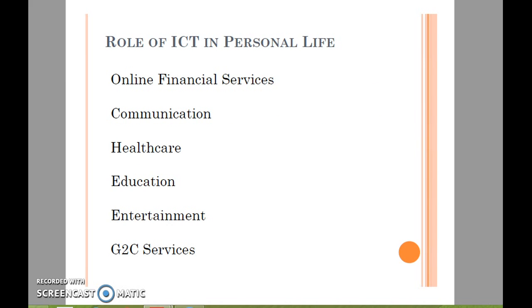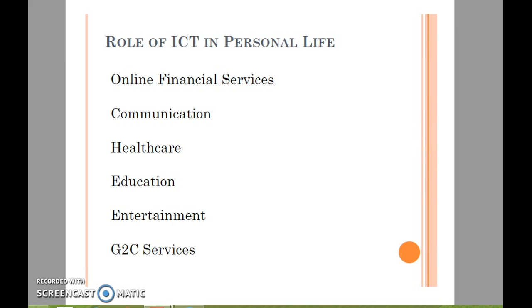Then next one, the role of ICT in our personal life. As I have told you how ICT services are helpful for us, they are also helpful in different sectors. For example, online financial services, which are basically carried out in a bank. These services, such as money transactions in a bank, secure transfer of funds, or efficient customer support, have been greatly revolutionized by computers. The banks have had a great change in their financial services because of the computer.